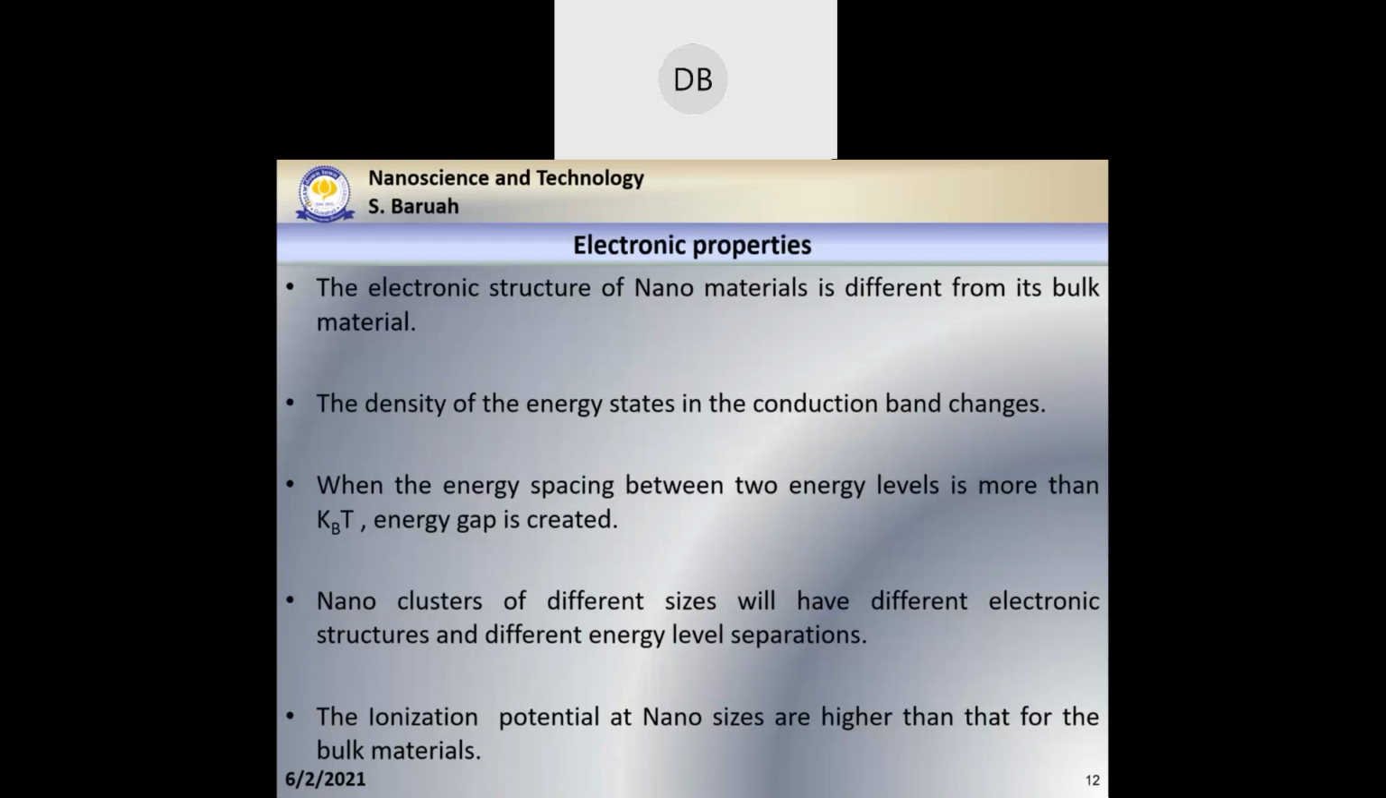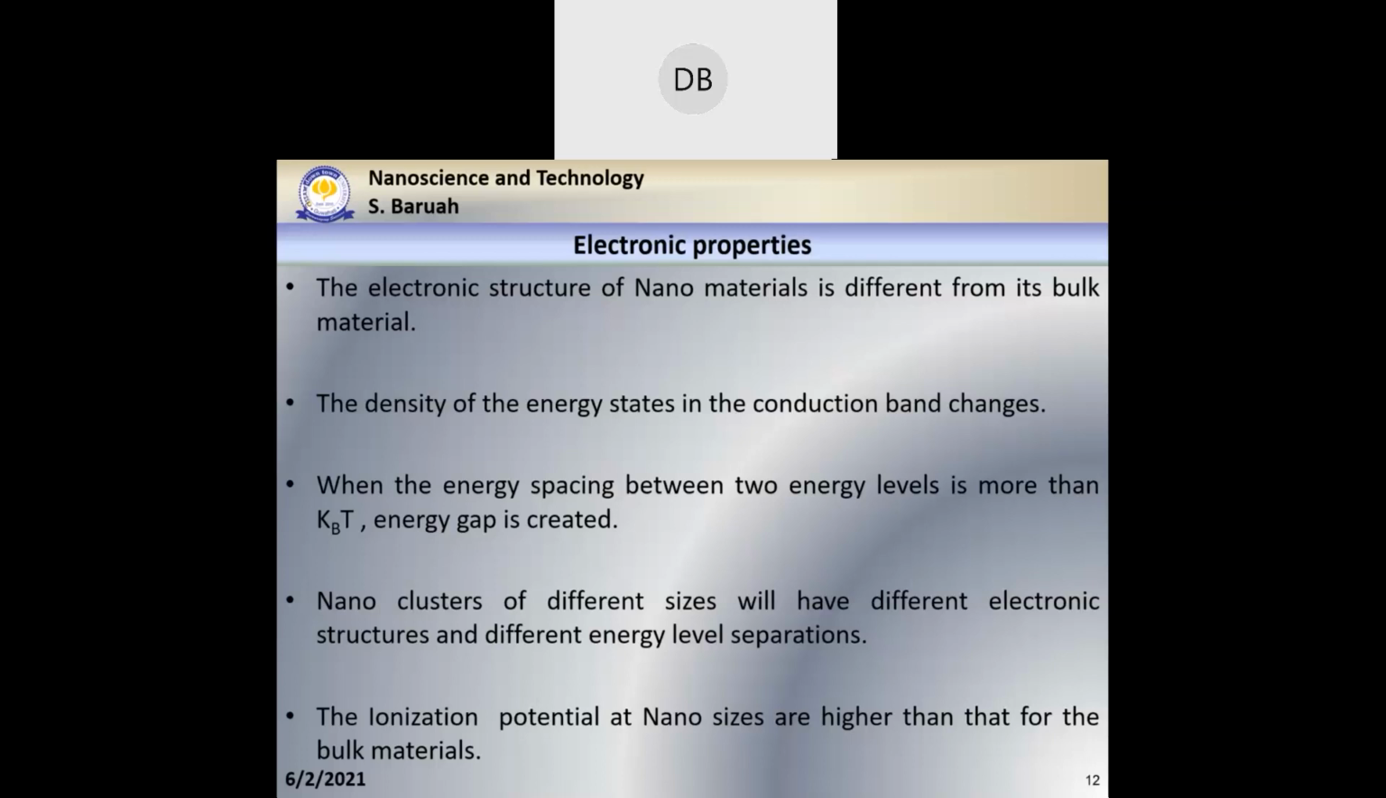So these are some observations that I've put down here. The electronic structure of nanomaterials is different from its bulk material that we already discussed. So electronic property changes because of the change in the band gap, right? And if you remember, we were discussing yesterday, we said that as the material gets smaller and smaller, the lattice constants also change. That means the spacing between the atoms also changes. That means it becomes smaller.